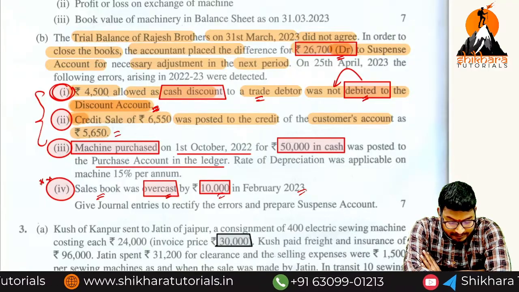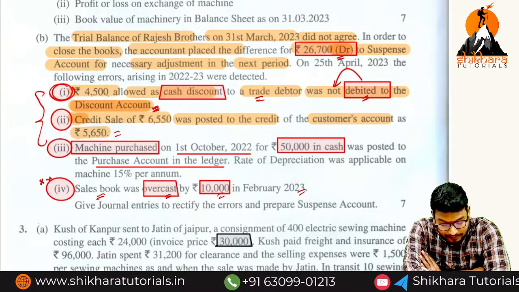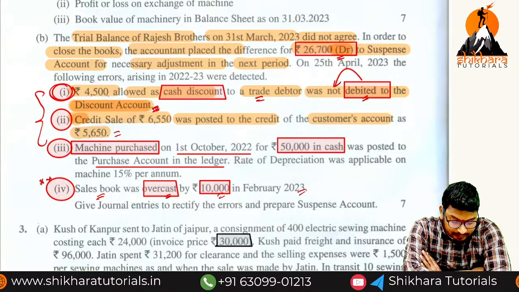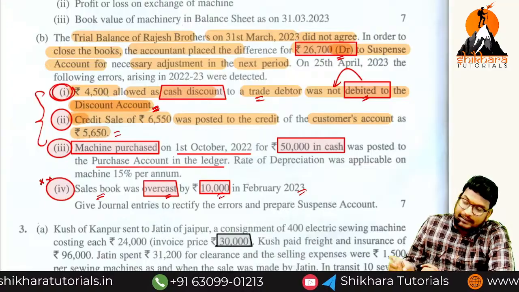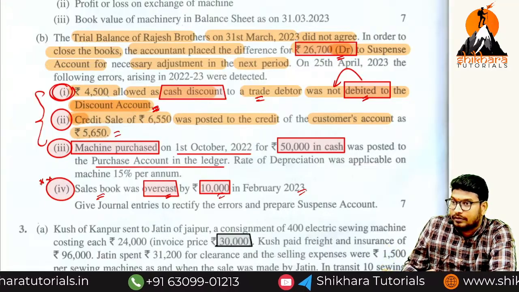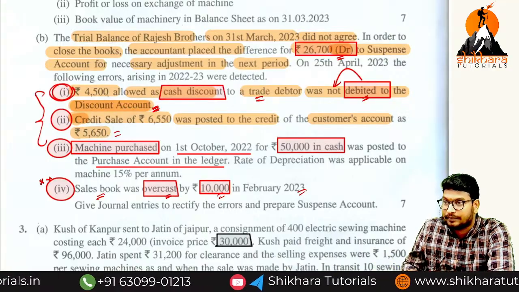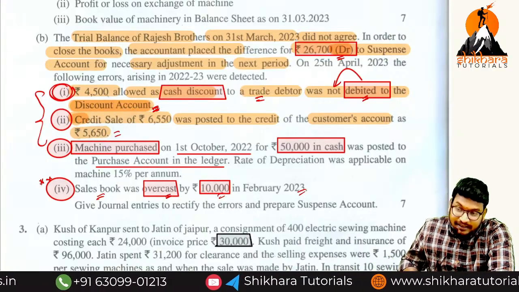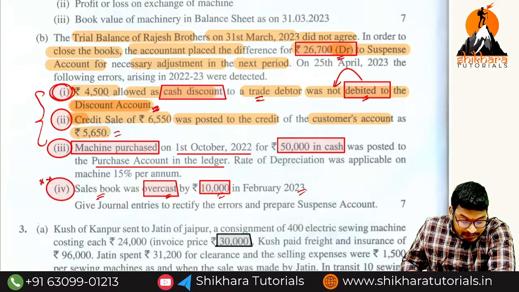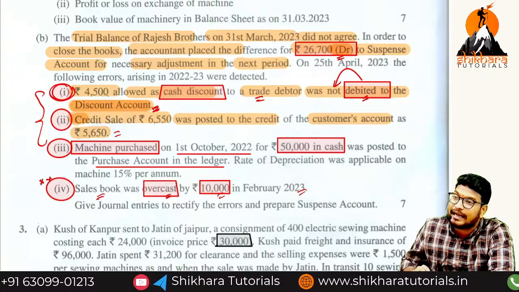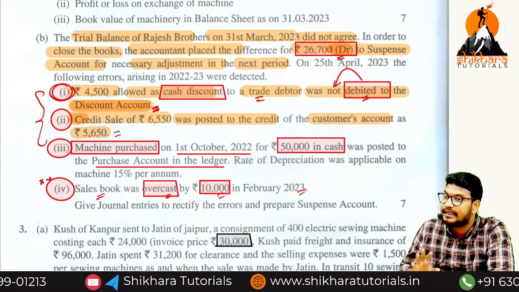What is happening, ma? Credit sales of rupees 6550 was posted to the credit of the customer account as 5650. Here they are saying the mistake is only in the customer account. That means sales are correct or wrong? Sales are correct only. Customer account, which side, ma? Debit side or credit side? It was posted to the credit of the customer account. What is the actual entry, ma? Customer account debited to sales account normally.